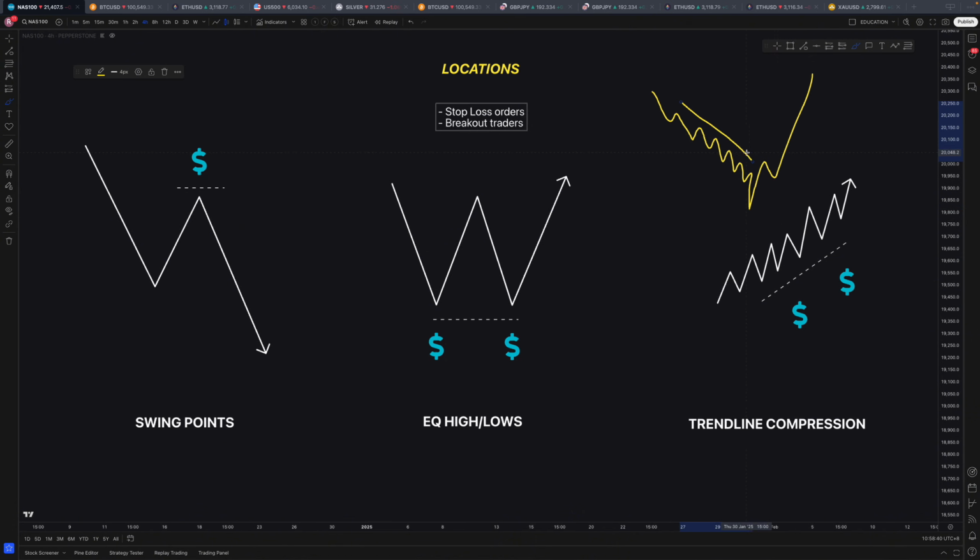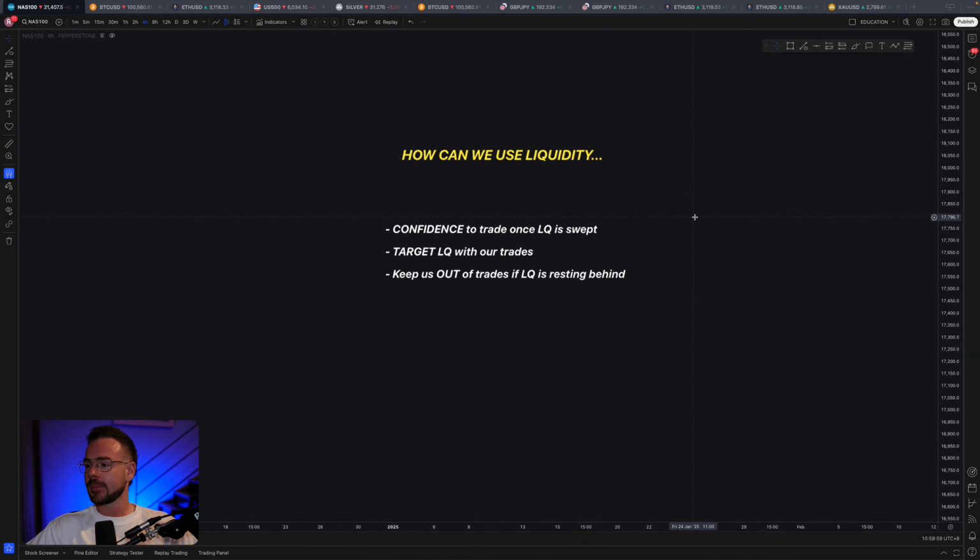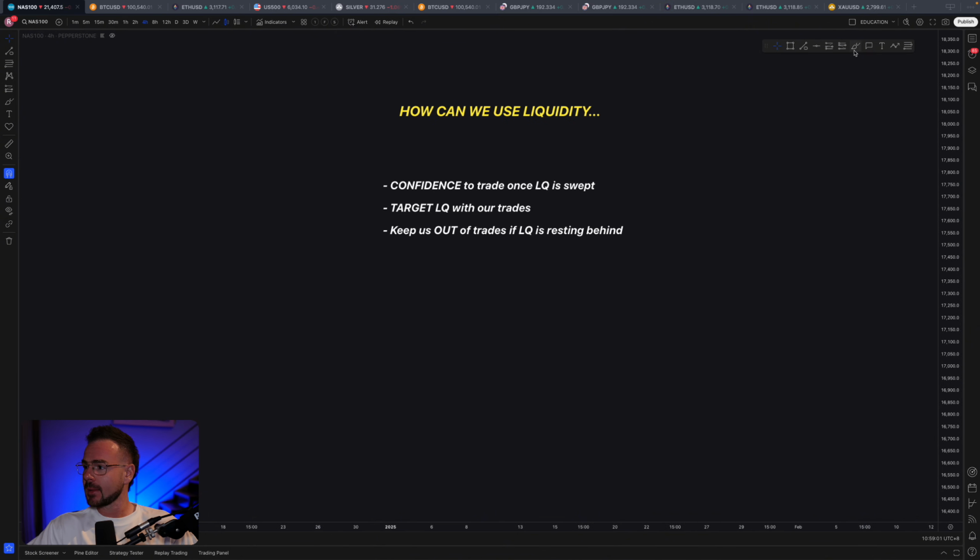Now, very important concept. How can we use liquidity? It's really cool to know where it is, what it is, but how can we use it in our trading? So we'll look at the three main reasons. Number one, confidence to trade once liquidity is swept. So we're looking at a level in the market, we're wanting to buy at this level. If we see price come into this level and sweep a load of liquidity, we can see that there's very likely enough fuel gathered in the market.